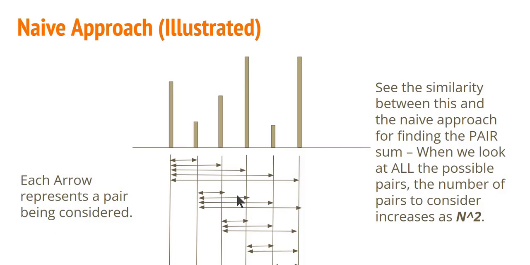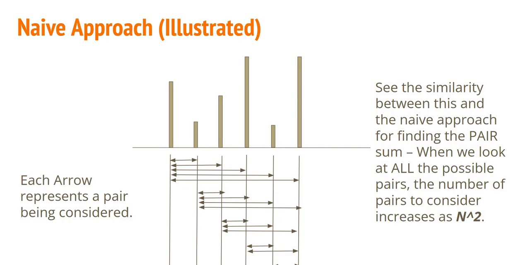Exactly in principle, same as what we had done for the naive approach for the pair sum problem. And there we argued that, look, the complexity is n square because as the number of lines increases, we've got to do approximately n square such computations, right? So basically, this is naive, but it's similar to what we have done previously.